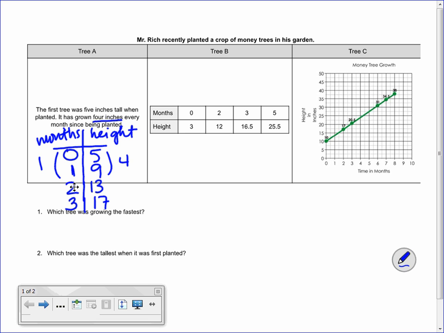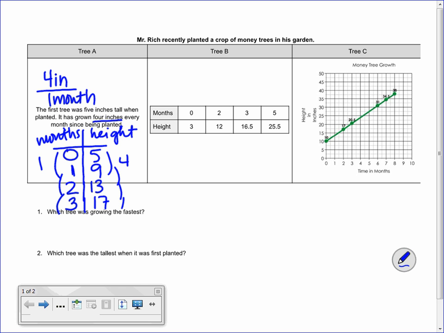So I can see on my left and right side that there's a pattern. My left side, the months, is going up by 1, and my right side, for inches, is going up by 4 every time. So we know it's 4 inches every month. That will help me determine some information about the other trees and compare them all together.